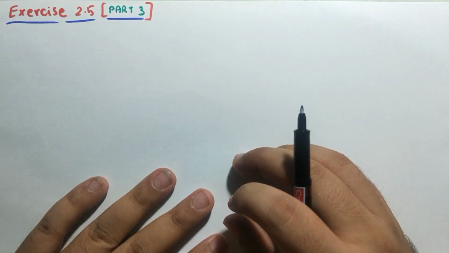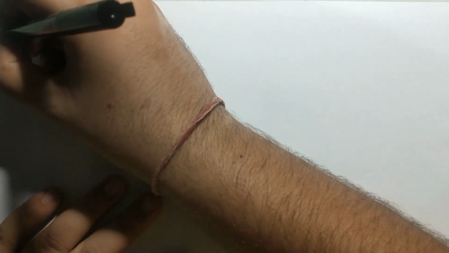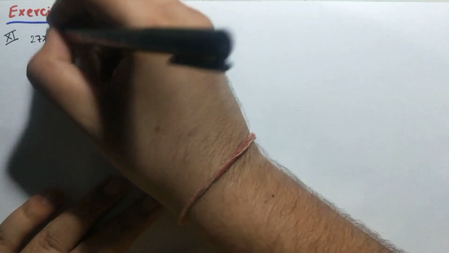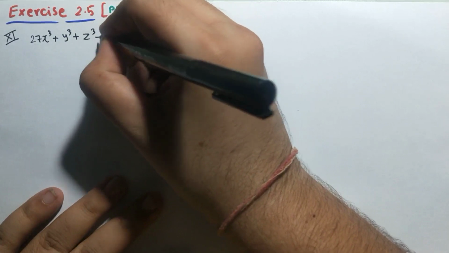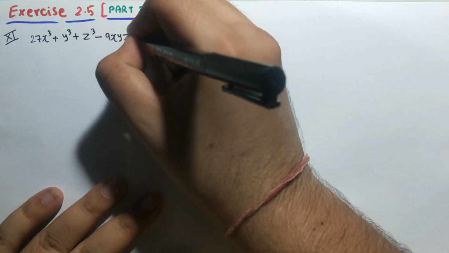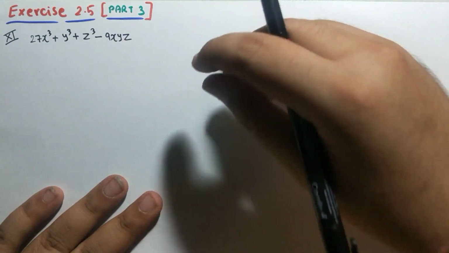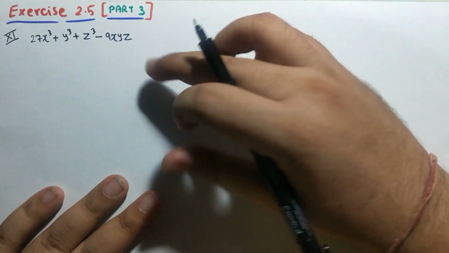So let us start with the 11th sum of this exercise, which is the first sum of our part 3. Factorize 27x cube plus y cube plus z cube minus 9xyz. In the last video, I told you if there are 4 terms, first of all check whether anything is common between them. Nothing is common.